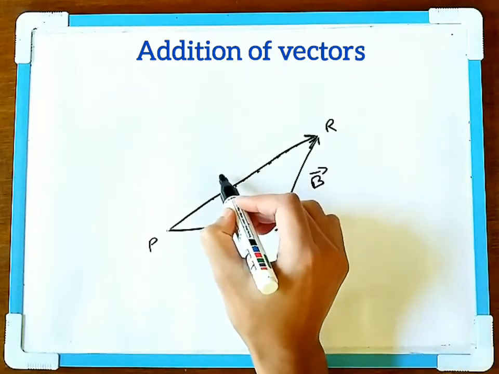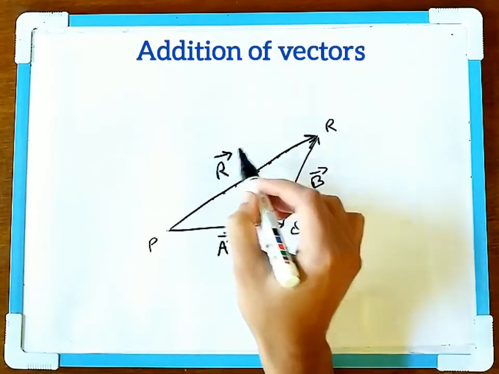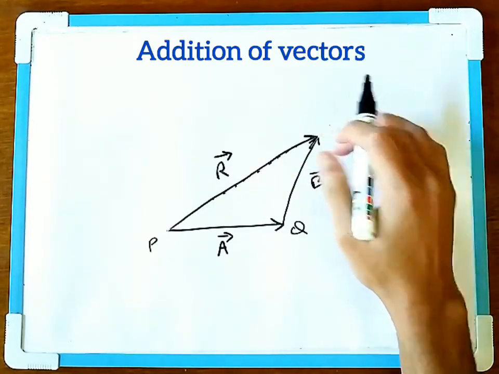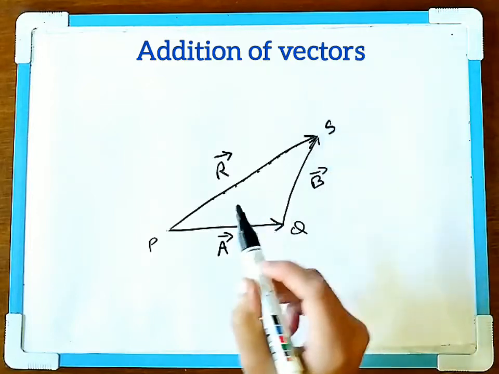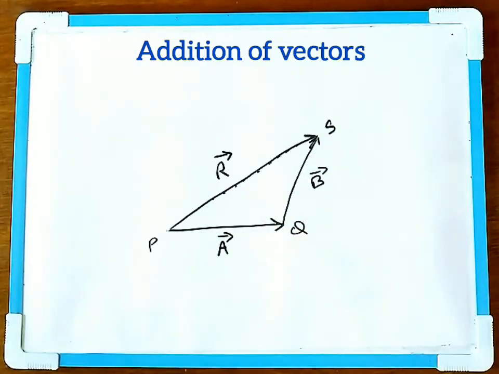So here your R vector, I'll write here S, so that will not be confusing. So here your R vector is the resultant of the two vectors A and B.